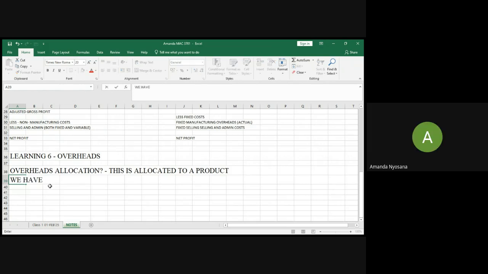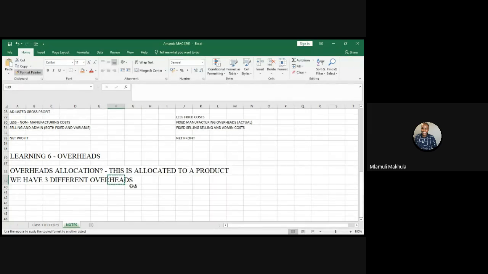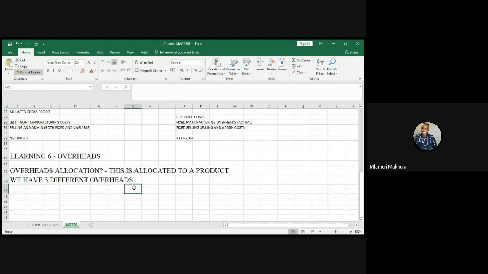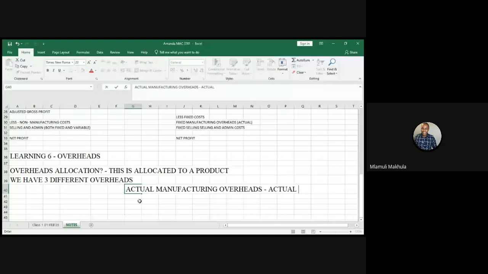We have 3 different overheads. We've got actual manufacturing overheads, for example, your actual electricity bill. So let me give you an example.